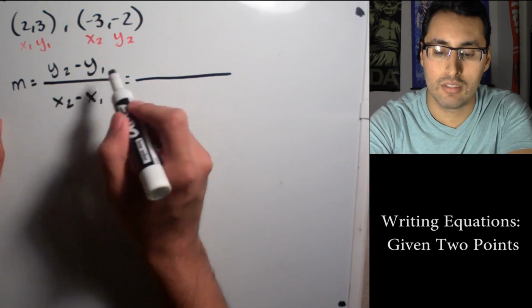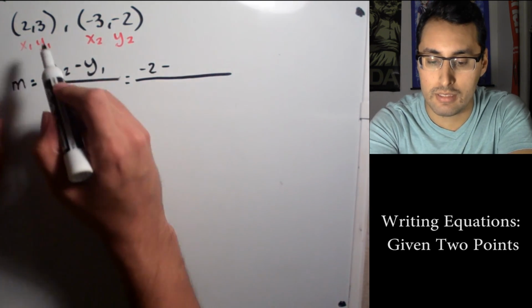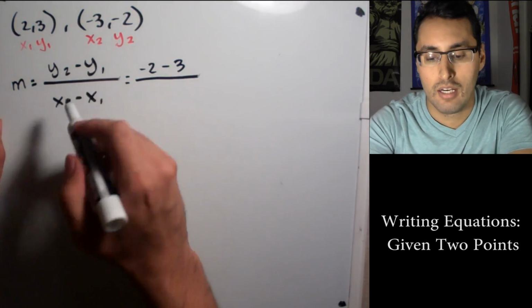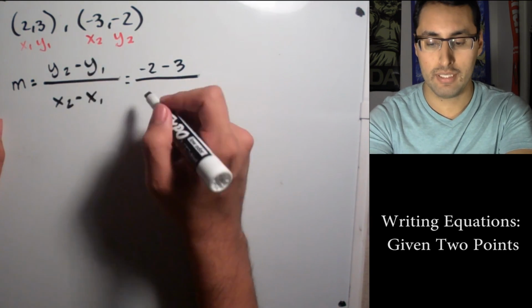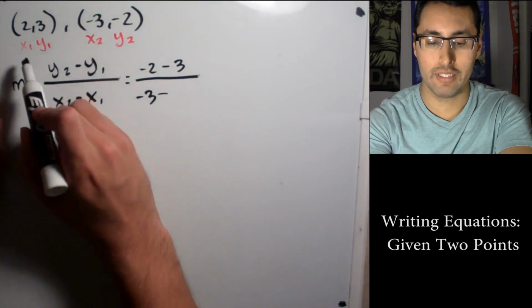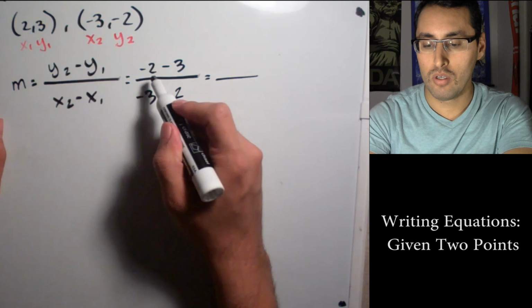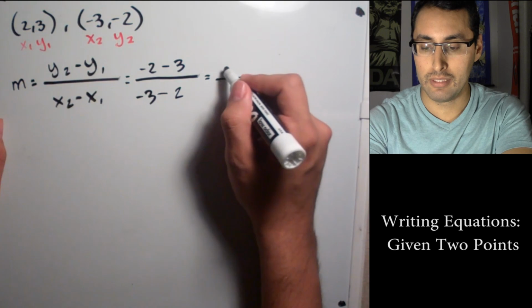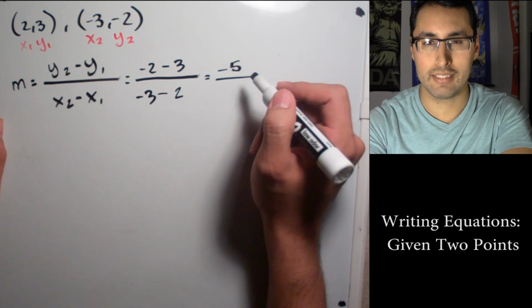So for the numerator, y2 minus y1: y2, which is over here, is -2, minus y1, which is 3. So I'm going to have -2 minus 3. For the bottom denominator, we're going to have x2 minus x1. x2 is -3, just looking right at it, minus x1, which is +2, so minus 2. Over here, -2 minus 3, same sign, so you add them and keep the sign. So it's going to be -5, because they have the same sign and we add those two things.